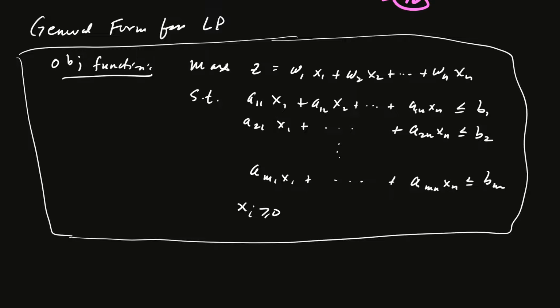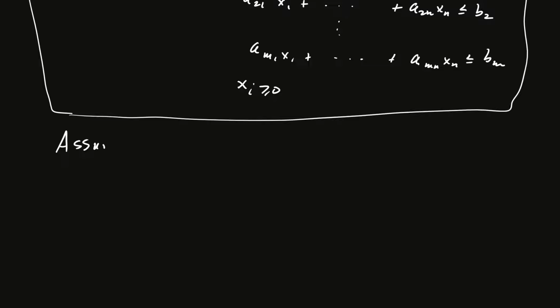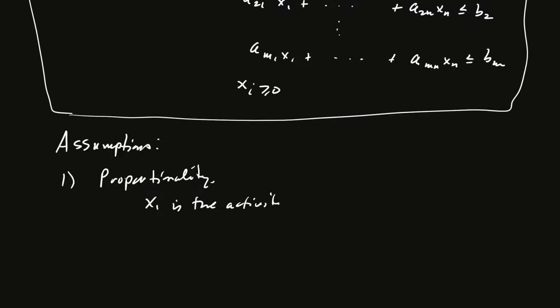Now there are some assumptions that we have to make about our situation in order to build this kind of model. So let's run through some of the assumptions. Assumption 1, proportionality. That is, the contribution of each activity to the value of the objective function is proportional to the level of the activity. So for example, if x1 is the activity, then omega 1 x1 is the contribution. That's what we mean by the proportionality assumption.